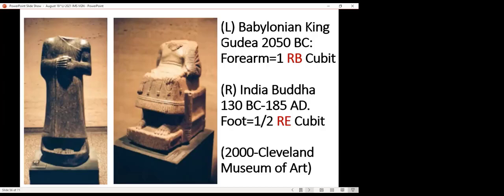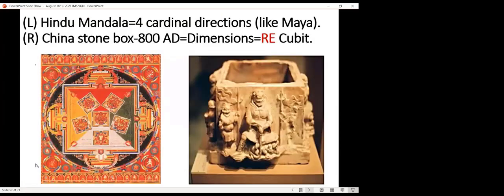And other figures, Cleveland Museum, Hindu mandala. Shows the directions like the Maya of the mandala. Circle, square, and with the four quarters and the diagonals are the primary reference points of these mandala.